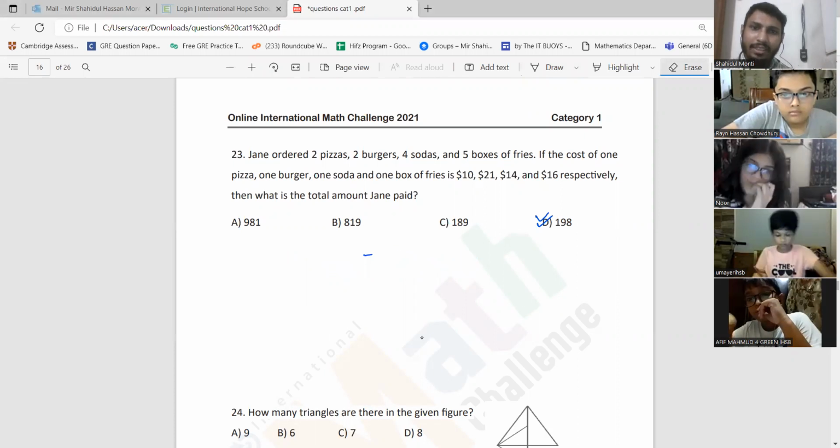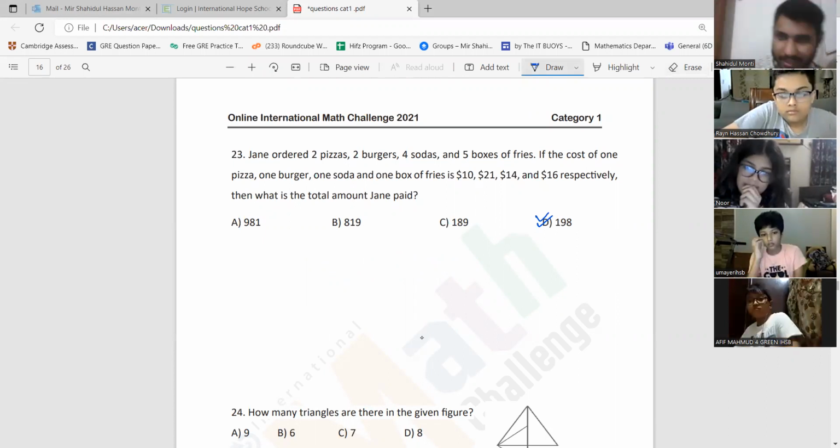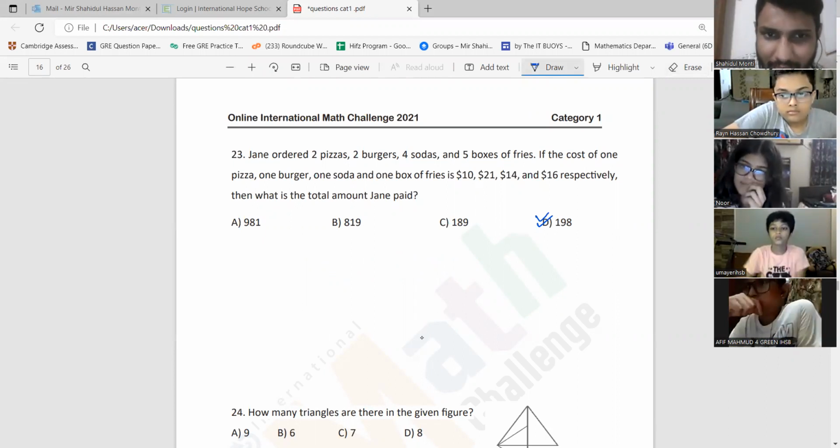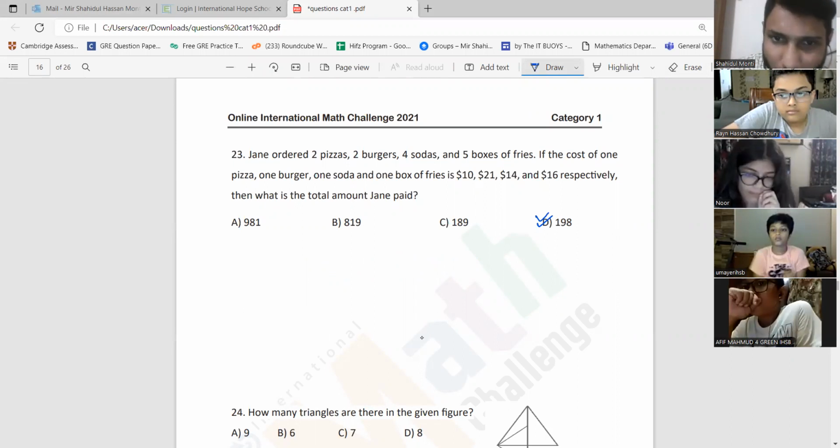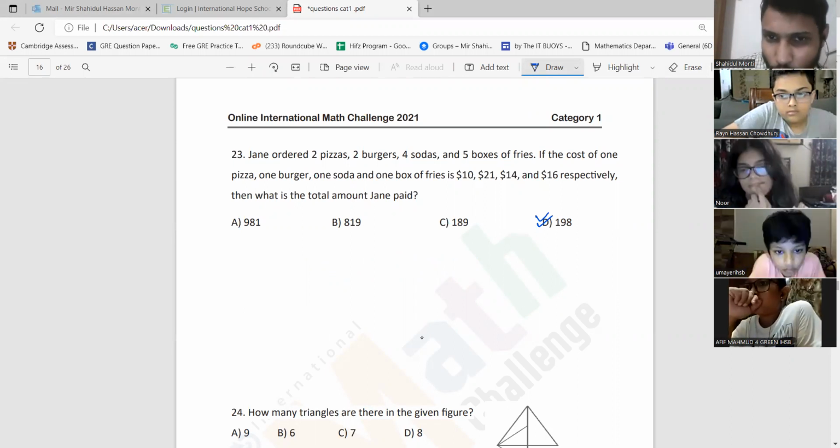So Jane ordered 6 pizzas, 2 burgers, 4 sodas, 5 boxes of fries. The cost of 1 pizza, 1 burger, 1 soda, 1 box of fries is given. 10. So this is the cost of pizza. This is the cost of burger. This is the cost of soda, and this is the cost of fries.